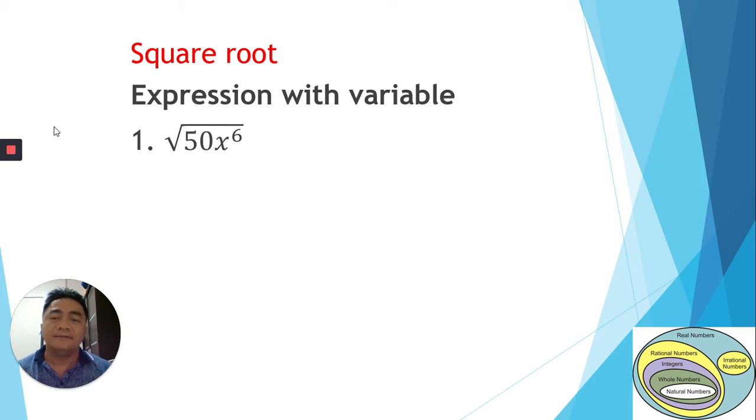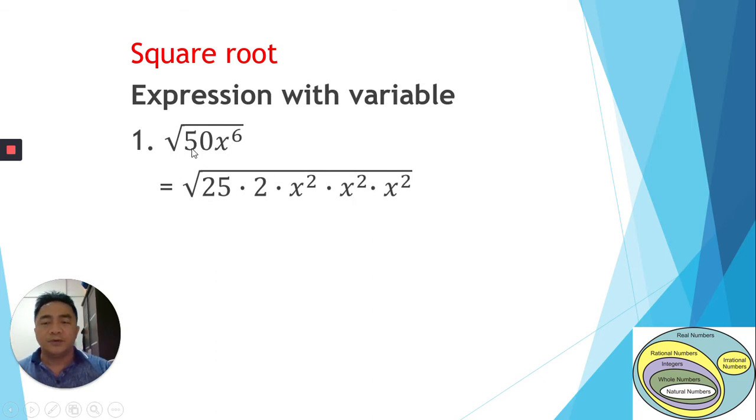And for x power 6, we can reduce this to x power 2, x power 2, and x power 2. Or you can also have x power 3 raised to the power 2, because 3 times 2 is 6. Okay? Now we have this one. So for 50, we got 25 times 2. And for x power 6, we can have x power 2 times x power 2 and x power 2.